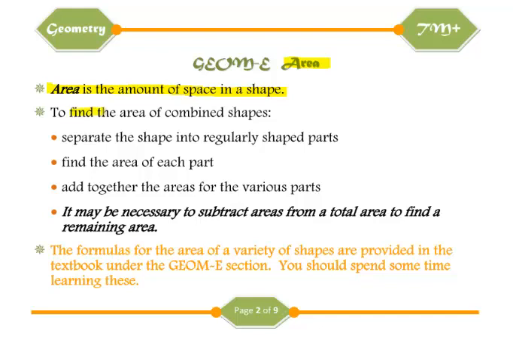To find the area of combined shapes, we need to separate the shape into regularly shaped parts. We need to find the area of each part, and then we need to add together the areas for the various parts. Now it may be necessary to subtract areas from the total area to find a remaining area. Okay, so remember, it doesn't have to be adding, you can subtract.